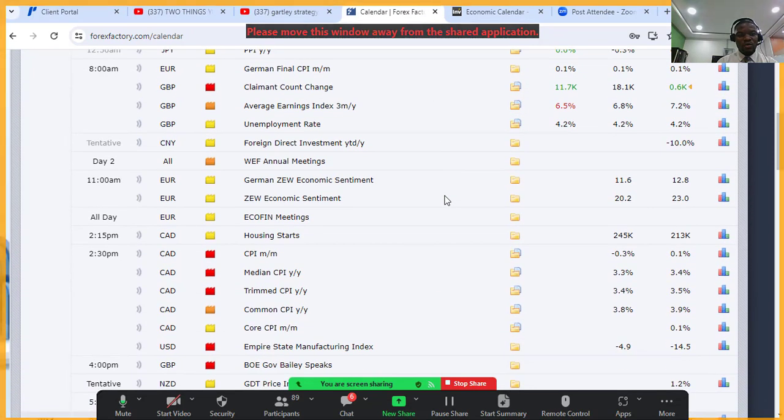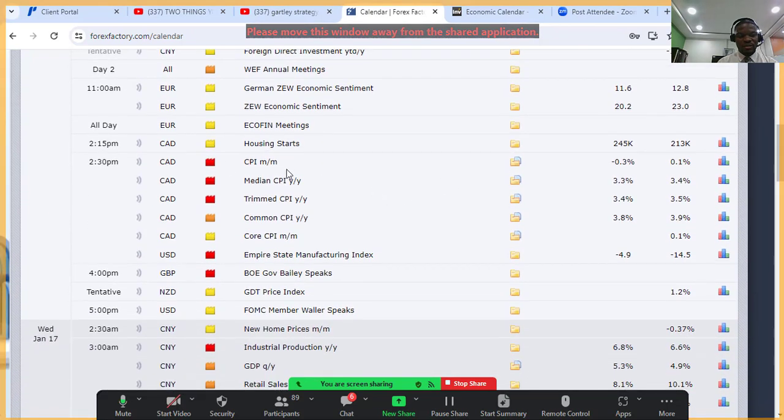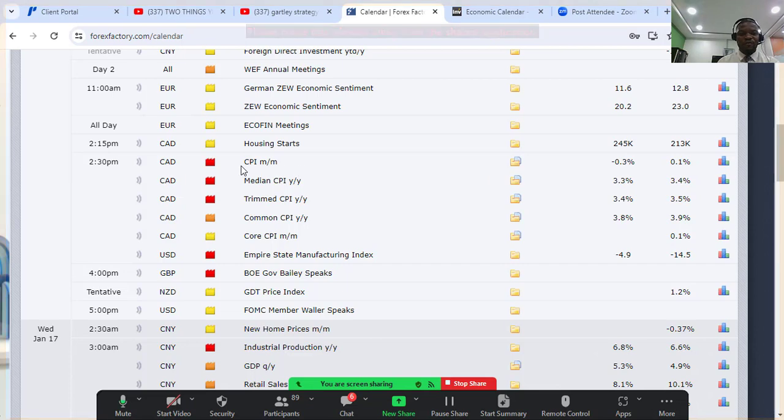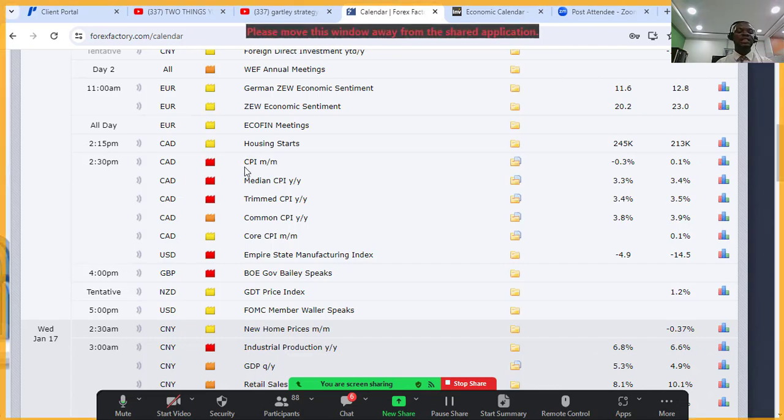So let's jump towards another red news. We have another one by 2:30 p.m. And this one is CPI. Of course, you know, CPI is inflationary pressure. That's consumer price index, which measures the total change in the price of goods and services as purchased by the consumer.